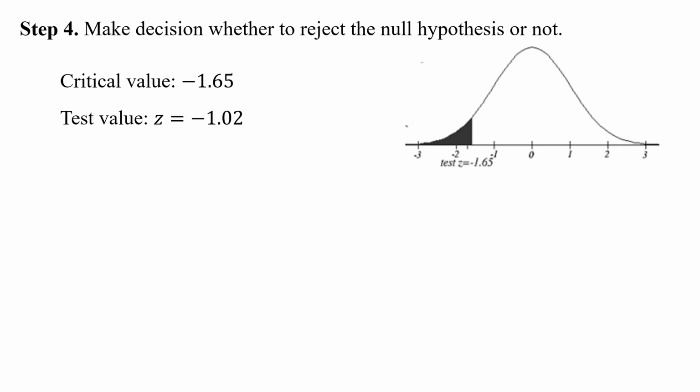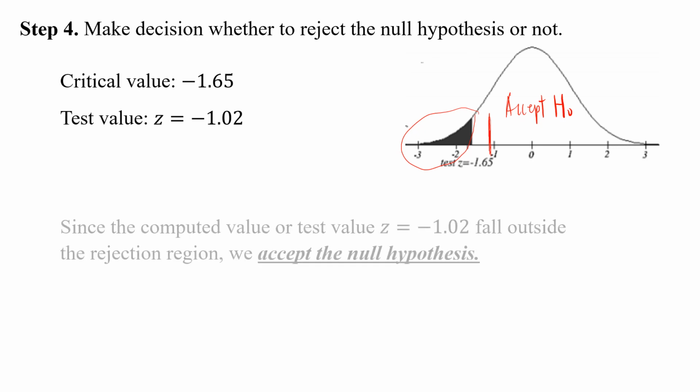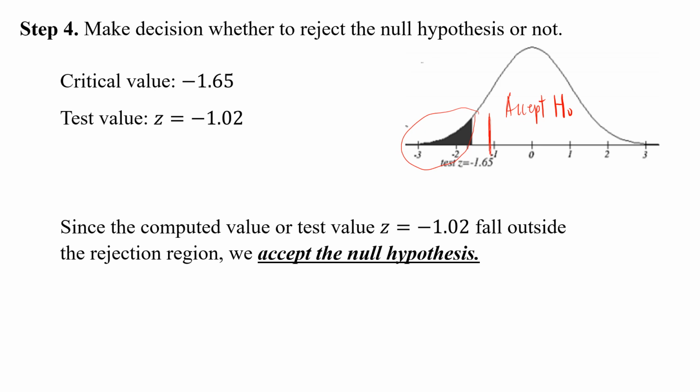Okay, so negative 1.02, magpo-fall yan dito. Okay, so malapit kay negative 1. Okay, so assume natin na nandyan si negative 1.02. Okay, so hindi siya pasok doon sa ating rejection region. Meaning, we need to accept the null hypothesis. Kasi wala siya doon sa ating rejection region. Okay? Since the computed value or the test value of z is equal to negative 1.02 fall outside the rejection region, we need to accept the null hypothesis.